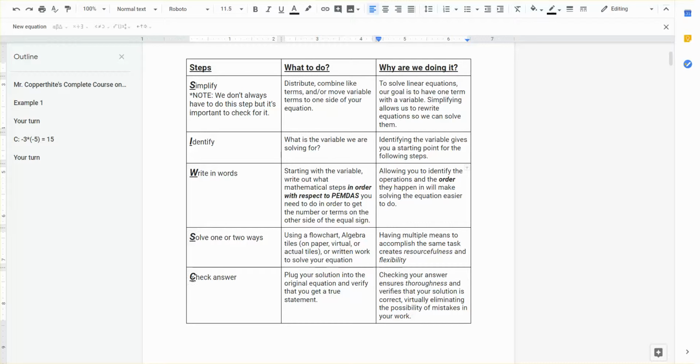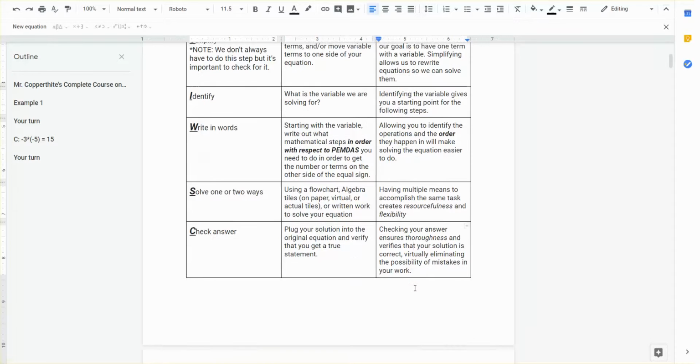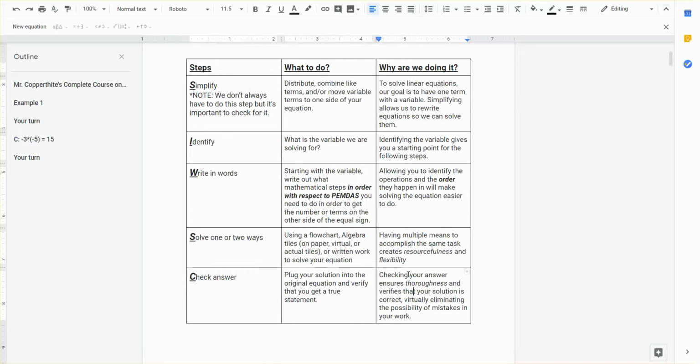And then the last thing that we should always do, and this is the step that a lot of my students continue to not do, is checking your answer. Take your solution and plug it into the original equation and verify that you get a true statement. Making sure that you check your answer ensures thoroughness and verifies your solution is correct, virtually eliminating the possibility of mistakes in your work.